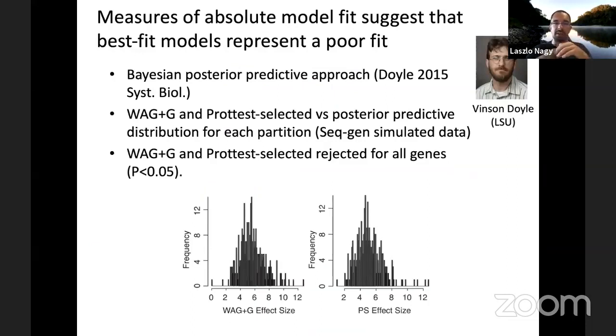We did a complementary analysis for this. This was basically done by Vincent Doyle at LSU. This is a Bayesian posterior predictive approach that tells us how well best fit models are fitting the data. What we saw in this analysis, which was actually surprising, is that even the best fit models that we selected can be rejected confidently based on posterior predictive distributions. So this tells us that even the best fit models are fitting the data pretty poorly. This was a surprising observation.